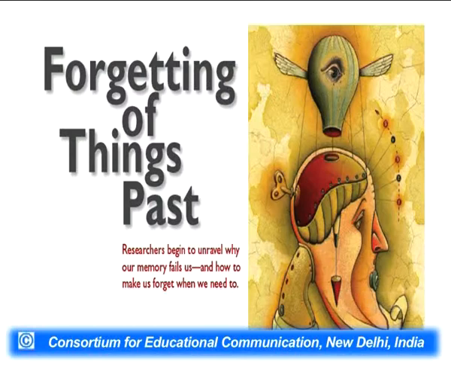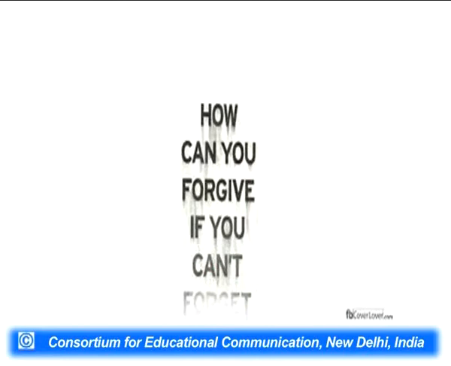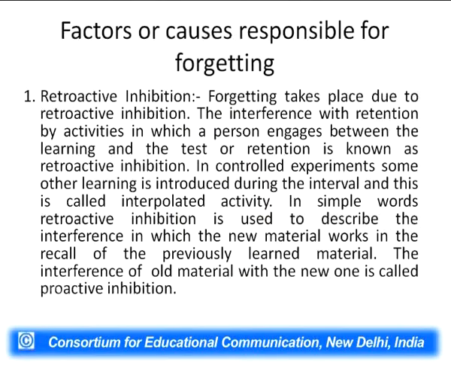Then forgetting of things past. See in this slide, researchers begin to unravel why our memory fails us and how to make us forget when we need to. Sometimes we want to recall, we want to recognize, but we are not able to memorize. Next, how can you forgive if you can't forget? I have said, sometimes you have to forget. Factors or causes responsible for forgetting.